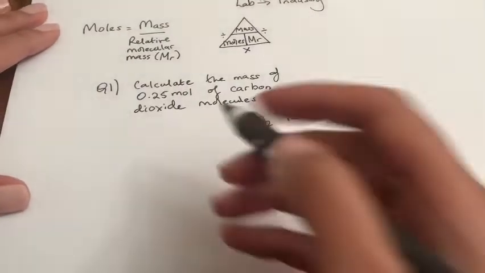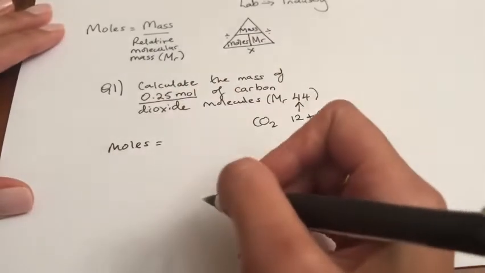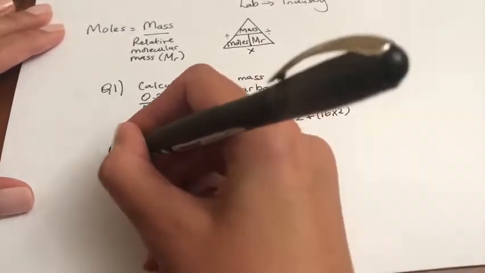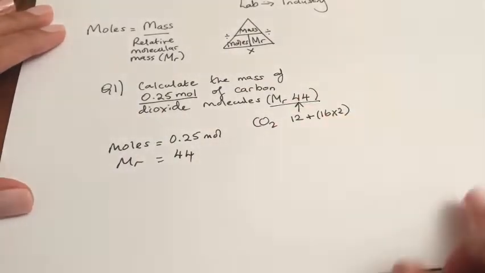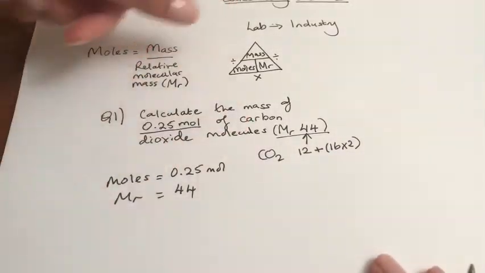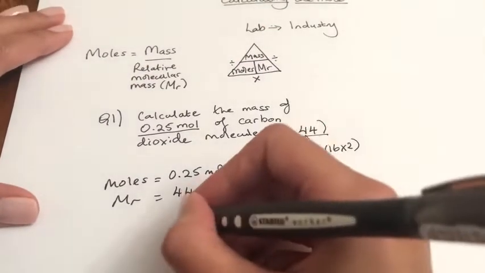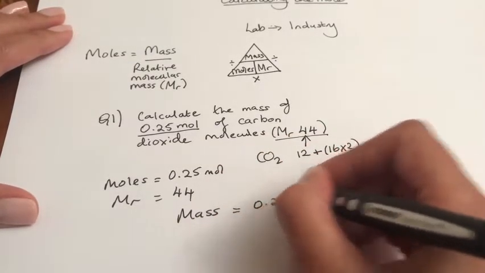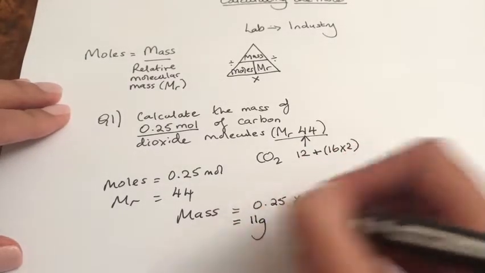Okay, so let's have a look at our question. What are we given? We are given the number of moles, 0.25. We are also given the MR, 44. So let's put this into our equation. So we need to work out the mass. So mass is moles multiplied by the MR. Easy peasy, lemon squeezy. So mass is 0.25 multiplied by 44, and that gives you 11 grams.